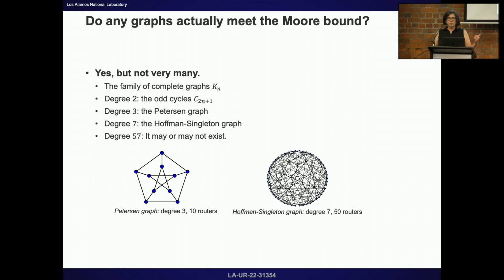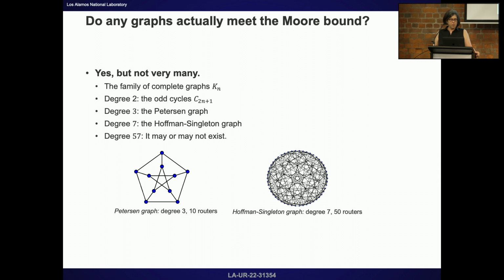Do any graphs actually meet it? Yes, but not too many. The complete graphs do. We're never going to, well, we might for certain cases, but in general, we're not going to make a complete graph network. The cycles, yeah, they do, but who cares? That's a circle, basically. And we're not going to do that either. Then there are a couple of special cases, which I've got a picture of here.